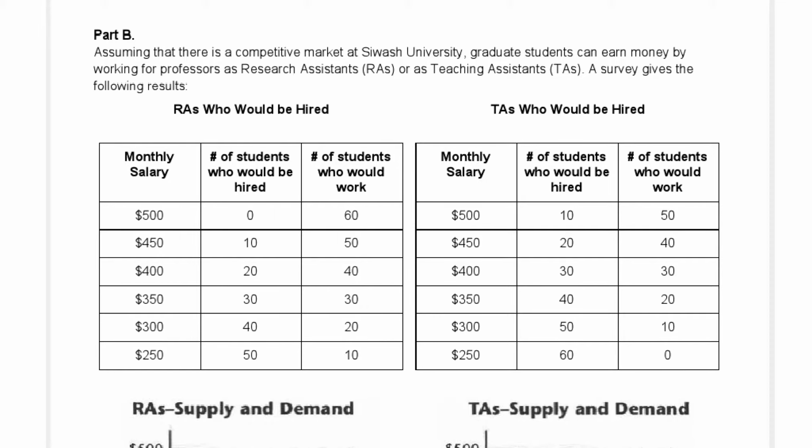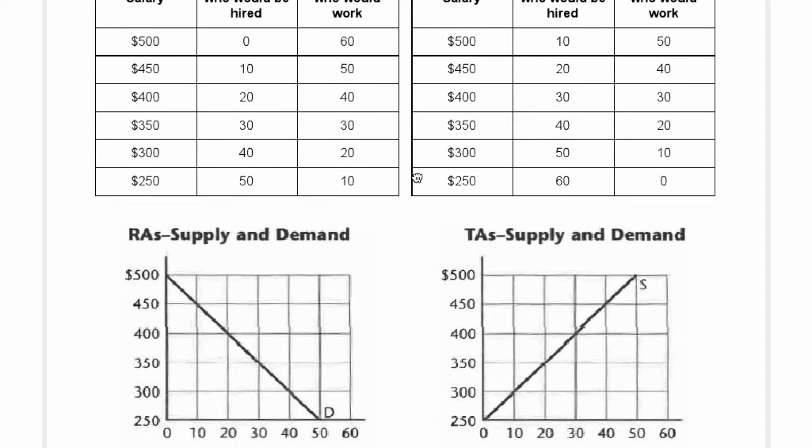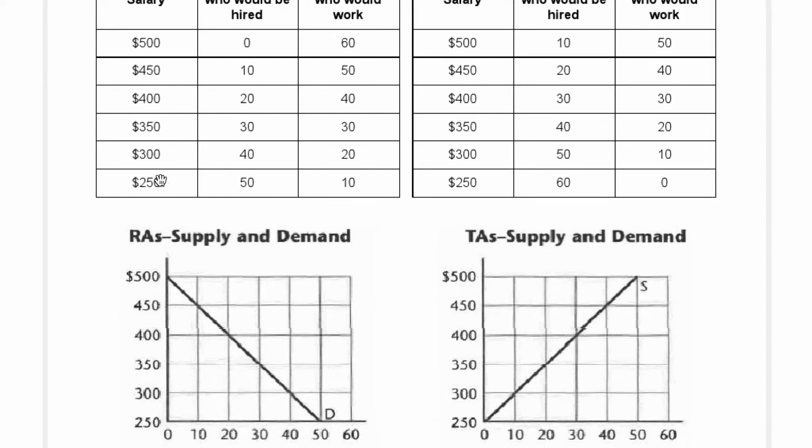So I think it should look familiar. This is the demand curve, this is the supply curve, and the same thing over here for TAs. This is the demand, this is the supply, and all you've got to do on this one is get our demand and supply here. So they do the demand for you for the RAs.